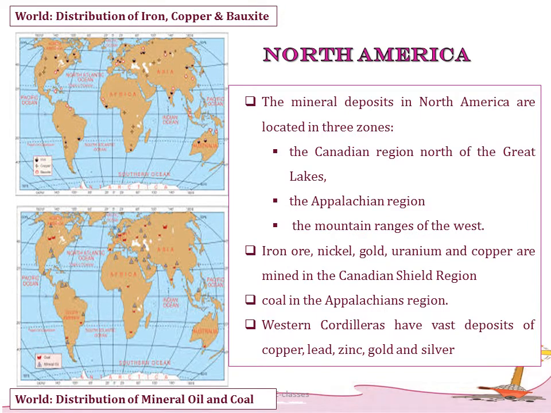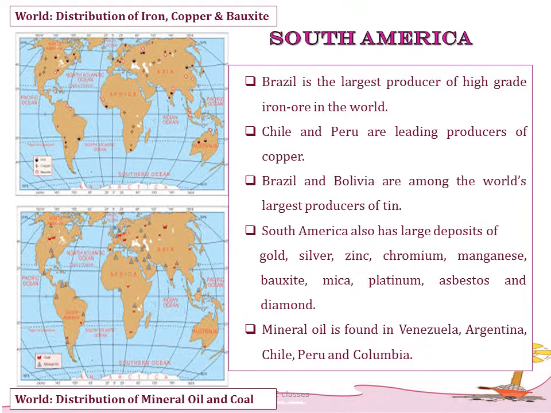Now, the mineral deposits in North America are located in three zones: the Canadian region north of the Great Lakes, the Appalachian region and the mountain ranges of the west. Iron ore, nickel, gold, uranium and copper are mined in the Canadian Shield region, the coal in the Appalachian regions, and the western Cordilleras or the mountain ranges of the west have vast deposits of copper, lead, zinc, gold and silver.